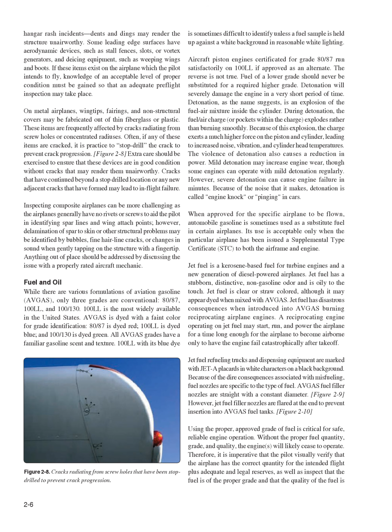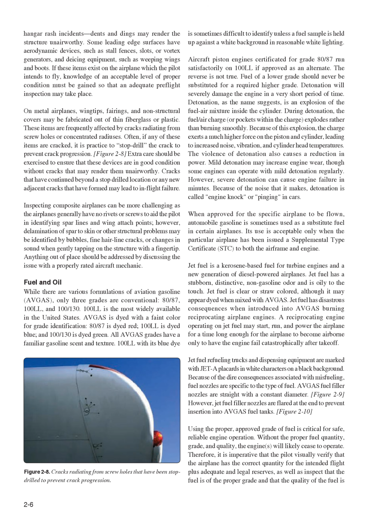Jet fuel has disastrous consequences when introduced into avgas-burning reciprocating airplane engines. A reciprocating engine operating on jet fuel may start, run, and power the airplane for a time long enough for the airplane to become airborne, only to have the engine fail catastrophically after takeoff. Jet fuel refueling trucks and dispensing equipment are marked with Jet A placards and white characters on a black background. Because of the dire consequences associated with misfueling, fuel nozzles are specific to the type of fuel.